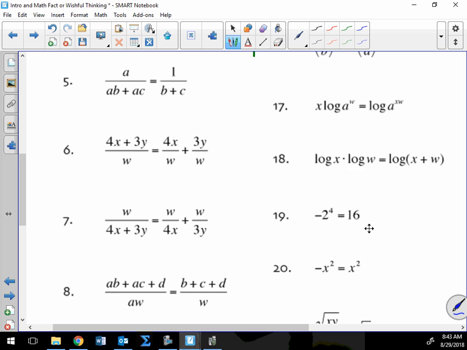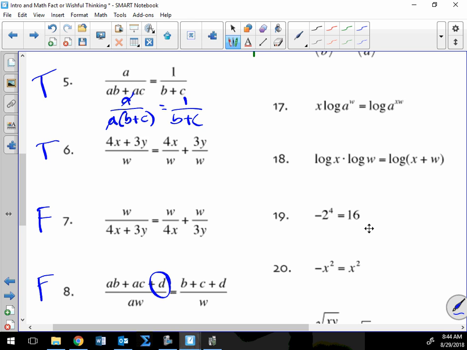Let's take a look. Can we factor out an a on the bottom? Why, yes, indeed we can. A over a times b plus c. So now we can reduce those, and that is 1 over b plus c. So that is true. Basically, every single piece. All right, number 6. 7. False, guys. Number 8. Good. What's the issue there? Yeah, D doesn't have an A, so you can't reduce it with all pieces.